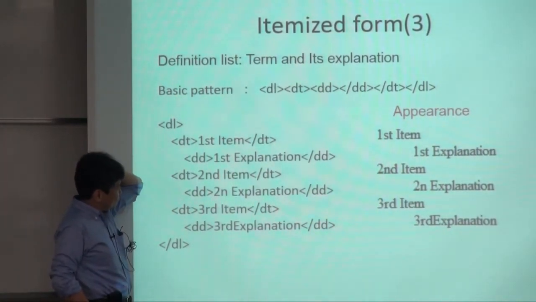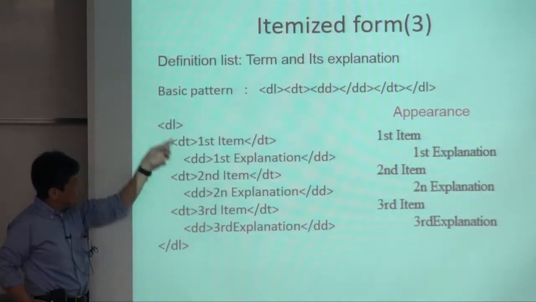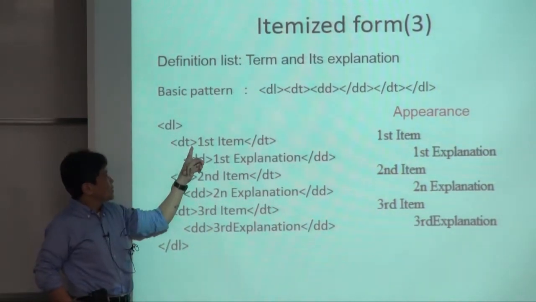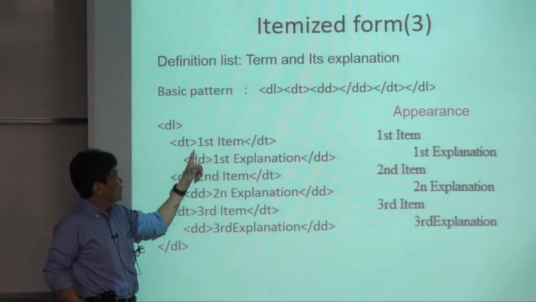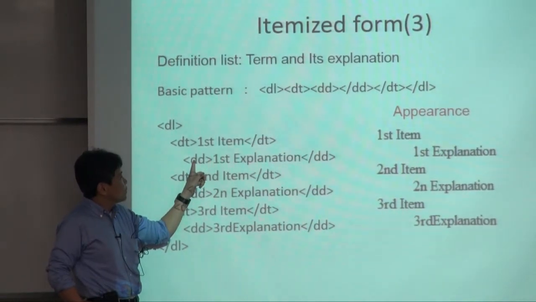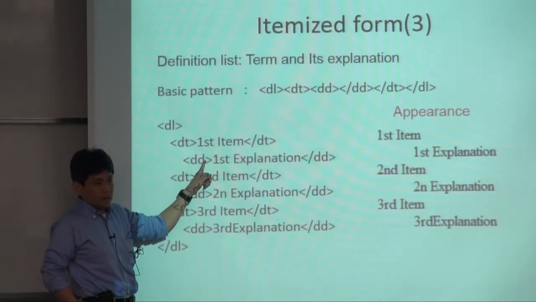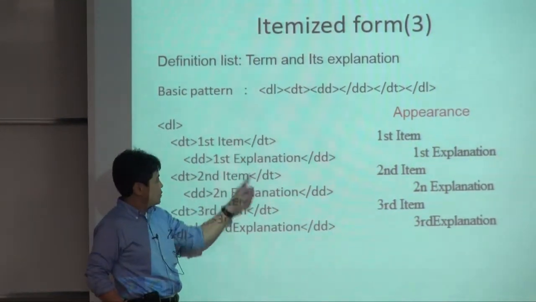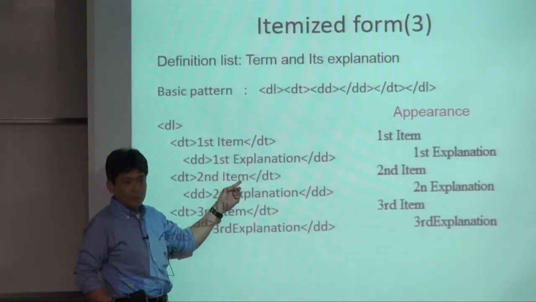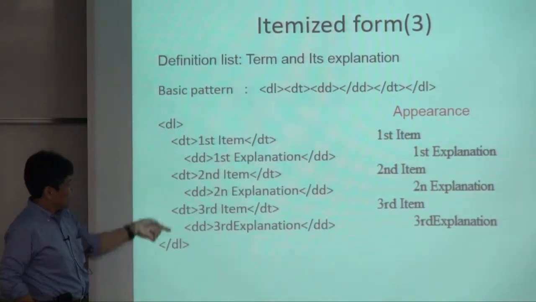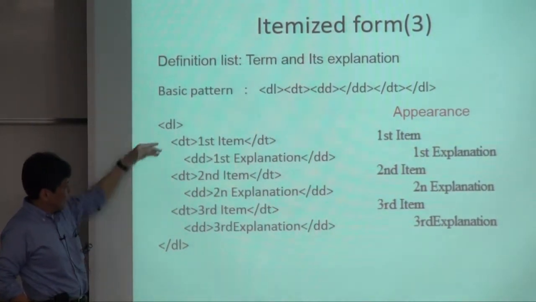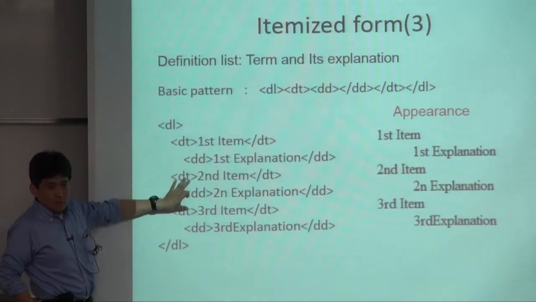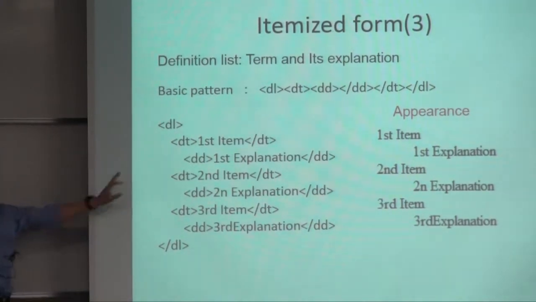So usually you have to specify like this: DT, definition term, and DD, definition data. Okay? So this is the explanation of this term. This is the explanation of this term. Okay, so of course you can put several sets of this kind.